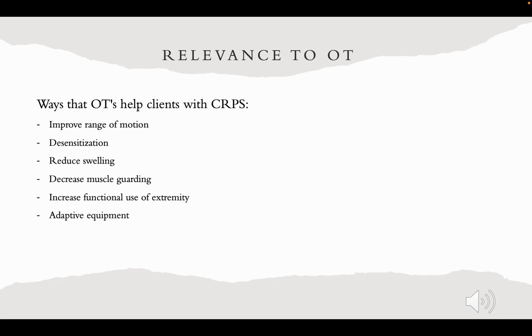Some ways that OTs can help clients with CRPS include improving their range of motion, desensitization, reducing swelling, decreasing muscle guarding, improving functional use of the extremities, and suggesting adaptive equipment. Adaptive equipment could be suggested through a home assessment by the OT.